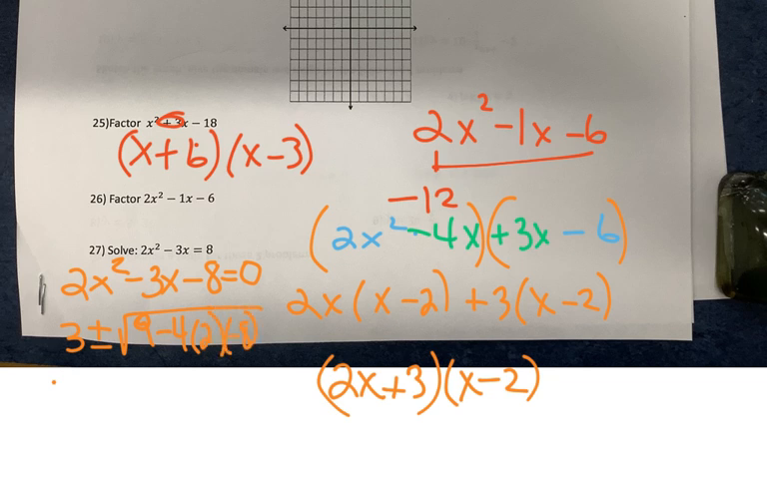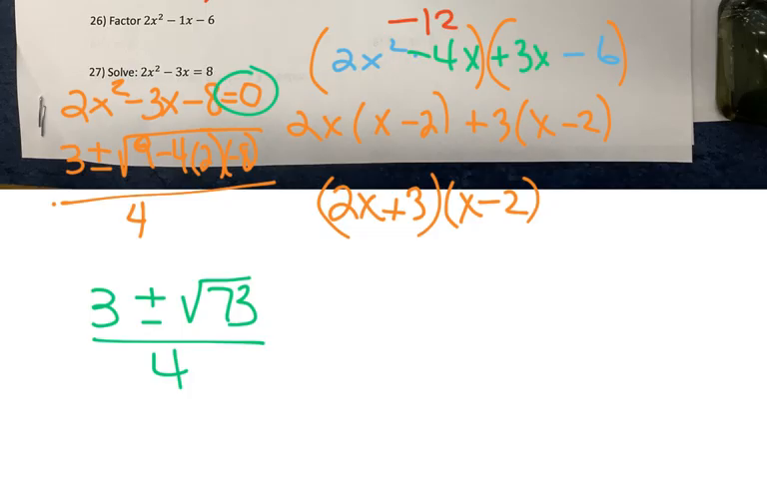Again, with a quadratic, it needs to be equal to 0. It's got to be equal to 0. And you get 3 plus or minus the square root of 73 over 4.